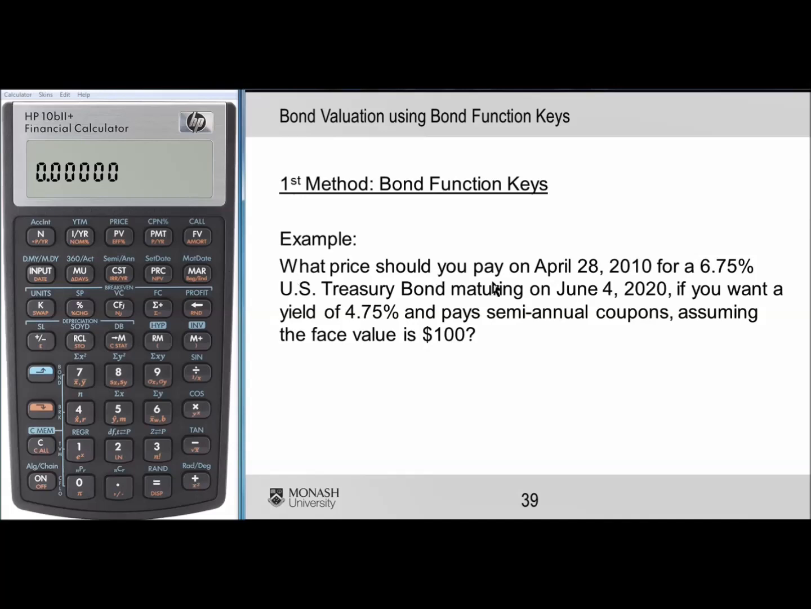Now let's look at this example. What price should you pay on April 28, 2010 for a 6.75% US Treasury bond maturing on June 4th, 2020, if you want a yield of 4.75% and it pays semi-annual coupons, assuming the face value is $100.